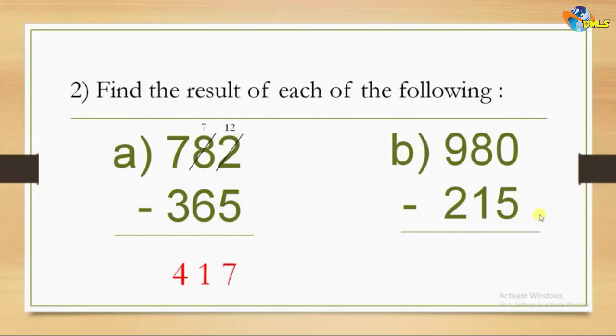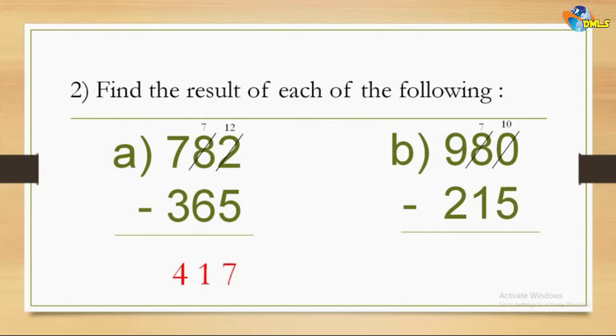0 minus 5. Can I take 5 from 0? No, because 0 is less than 5. So 0 thinks and decides to borrow from its neighbor, which is 8. So 8 becomes 7, and 0, when it takes 10 ones, becomes 10. And 8 becomes 7.